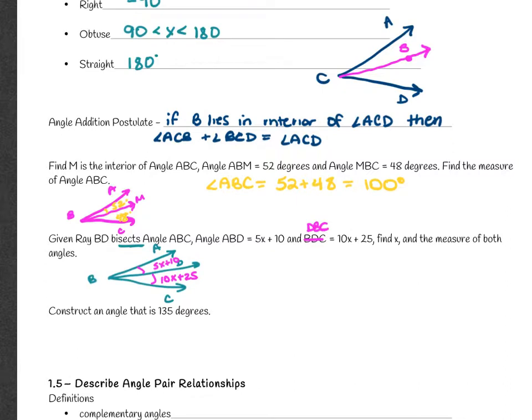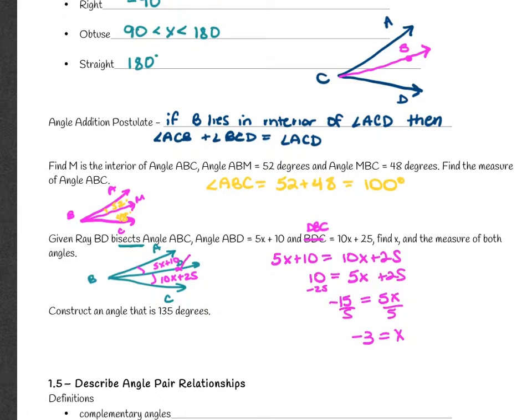I can now set these equal to each other. 5x plus 10 would equal 10x plus 25. Subtract the 5x from both sides. Subtract the 25 from both sides. Divide by 5. And x equals -3. So again, it shouldn't be negative because if you plug it back in, you'd get a negative, but you understand the process.